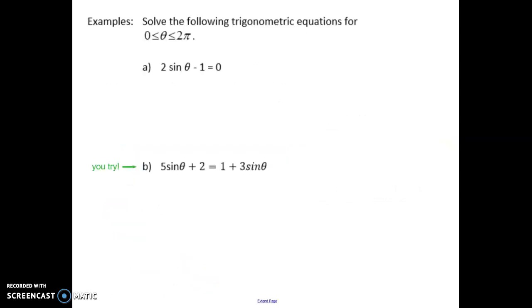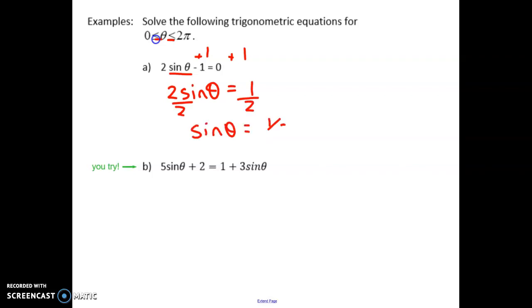Let's try a couple. So our first example, we're solving over the domain of 0 to 2 pi. So we're solving it within one full loop. Notice that both 0 and 2 pi are included in the domain. So our first question is 2 sine theta minus 1 equals 0. So since the sine is not squared, we're just going to try to get sine by itself. So to get sine by itself, I'm going to add the 1 to the other side. So we get 2 sine theta equals 1, and then divide out that 2 from the front. So sine is half.